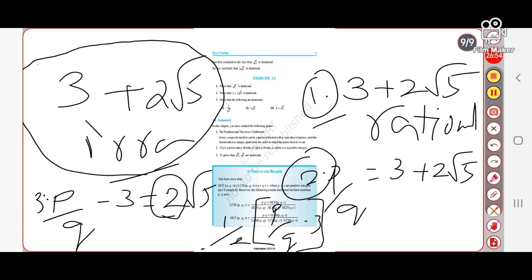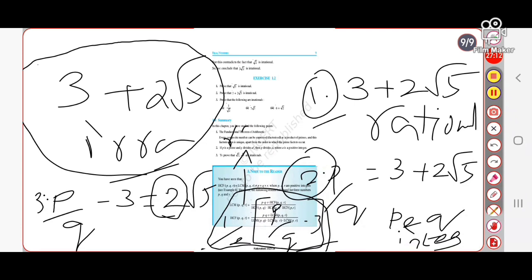So by this itself we can conclude that p and q are integers. Thus the thing which we arrived at, 1 by 2 into p by q minus 3, is rational. So therefore root 5 over here is also rational. Understood? Root 5 is also rational.